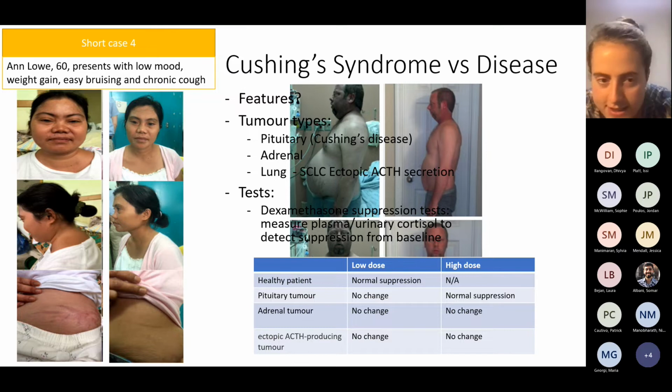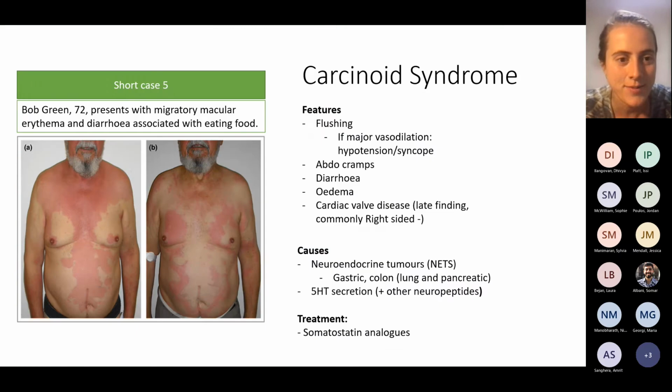You'll do, as you guys have anticipated, dexamethasone suppression tests, measuring plasma and urinary cortisol to detect suppression from the baseline. So those would be the results that you would expect. You would expect a pituitary tumor to respond to high dose dexamethasone and be suppressed. Is that okay? Did anyone have a question there? Or sorry, someone came on my screen. But feel free to chat out if you'd rather talk than type. Okay, how about this one? It's another paraneoplastic syndrome.